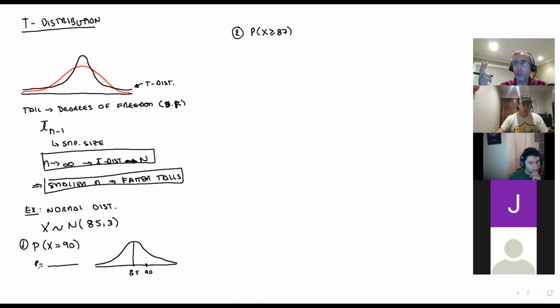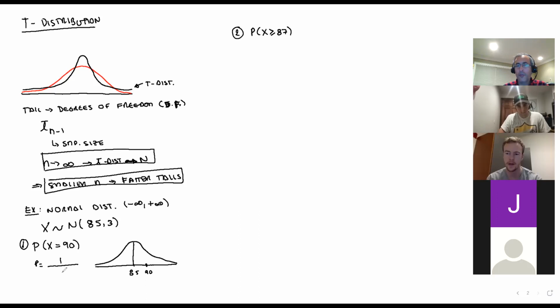Okay, so tell me, in how many ways can you get 90? 1. There is no other way of getting 90. How many possible outcomes do you have in a normal distribution? Remember, guys, a normal distribution is a continuous distribution. So this goes from minus infinity to plus infinity. So how many possible outcomes do you have? Would it be infinity? Yeah. So what is 1 divided by infinity?